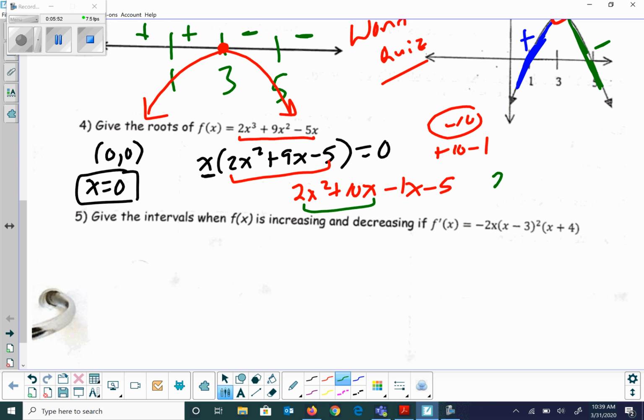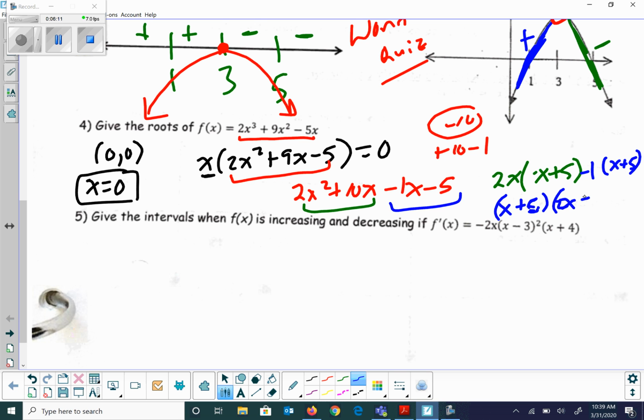I could factor out a 2x, and that's going to leave me x plus 5. And I could factor out a negative 1 here. That's going to leave me x plus 5. Both those signs change. So that means the factored version is x plus 5 and 2x minus 1.